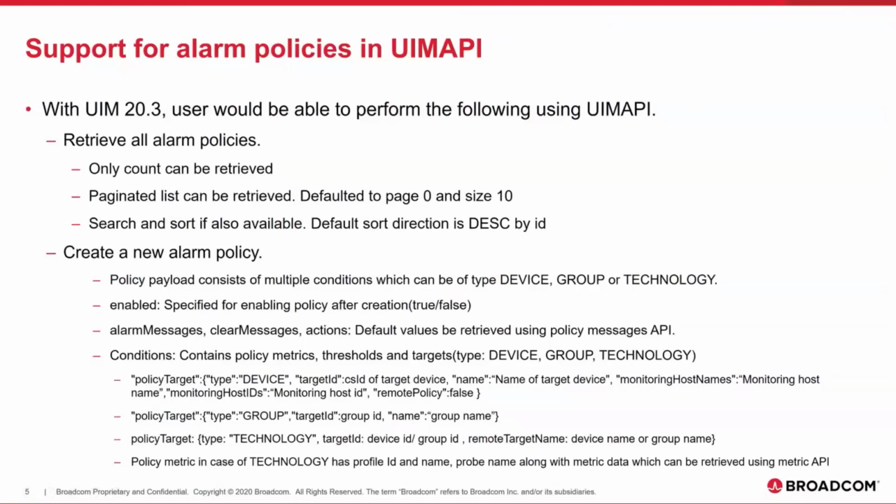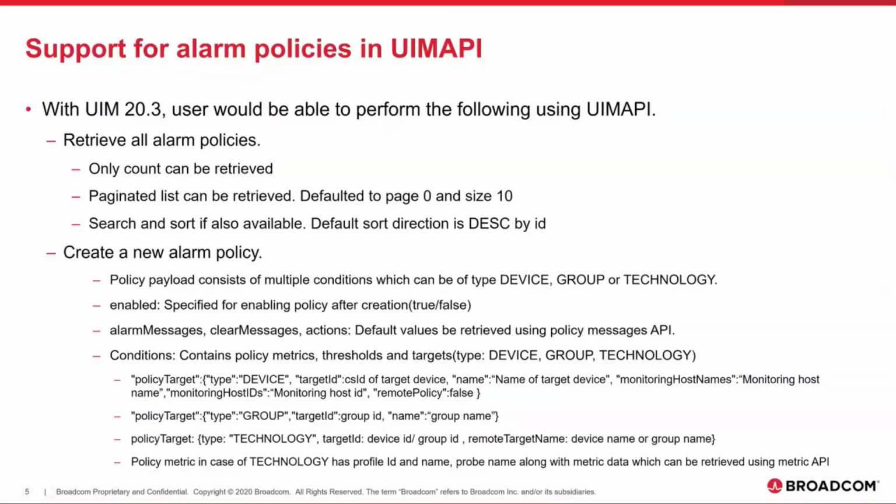The policy payload consists of multiple conditions, which can be of type device, group, or technology. The enabled flag is used to specify whether the policy has to be enabled or disabled after creation. The values would be true or false. The alarm messages, clear messages, or actions, the default values of them can be retrieved using the policy management APIs, the Actions API and the Messages API, which are also part of the UIM API. And the user can also customize these actions.